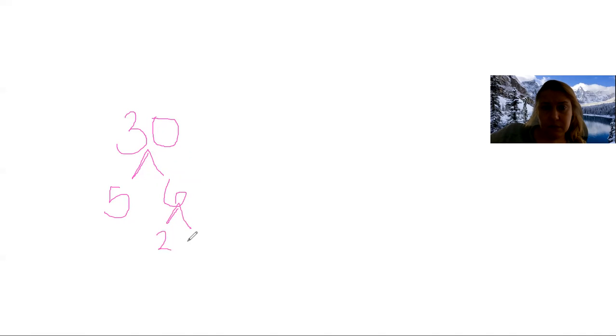So why don't you try doing a prime factorization on 30? It should not be terribly difficult. Okay, so 30 can be broken up into 2 times 3 times 5.